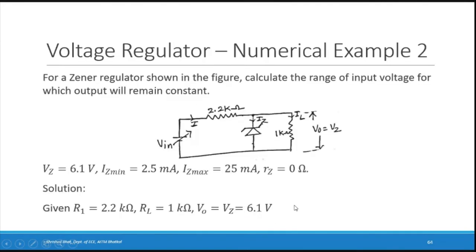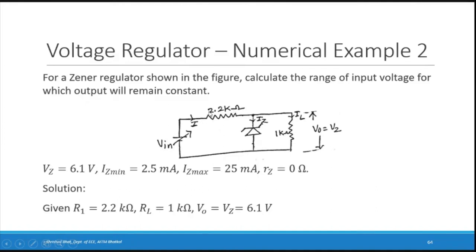This is another example. It is given for a Zener regulator shown in the figure. Calculate the range of input voltage for which the output will remain constant. So a circuit diagram is given like this, and some things are given. Vin is variable, and you are asked to find the range of input voltage. That means what is Vin minimum and Vin maximum.